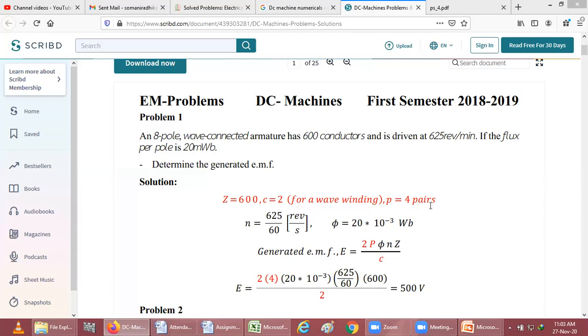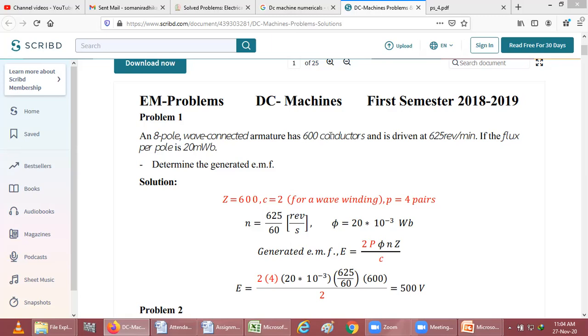So here we can see a question: there is an 8-pole wave connected armature which has 600 conductors. Conductors we denote by the letter Z, which is nothing but the number of conductors. And they have given the poles. So the number of poles we take here as pairs. Here they have given 8 poles, so we can take the pair as 4.